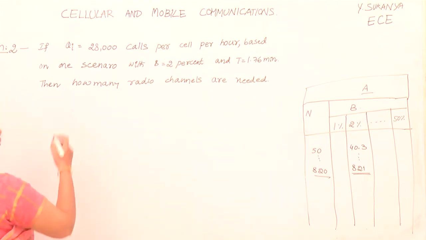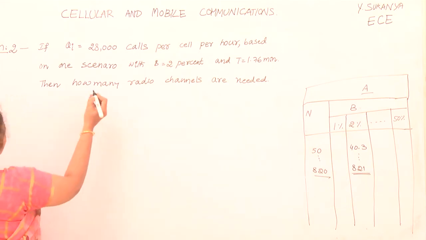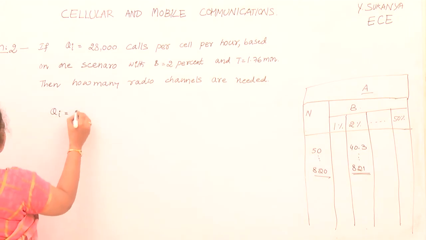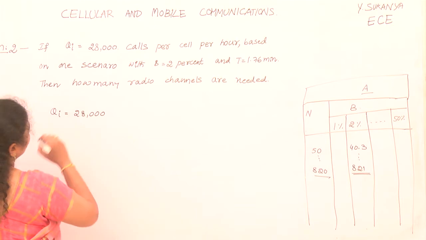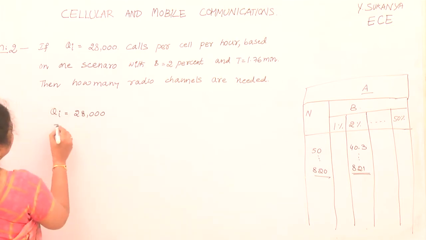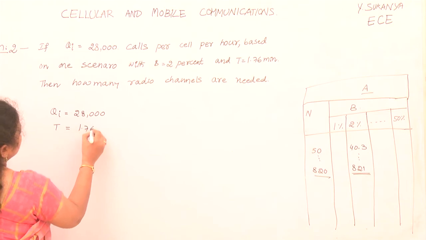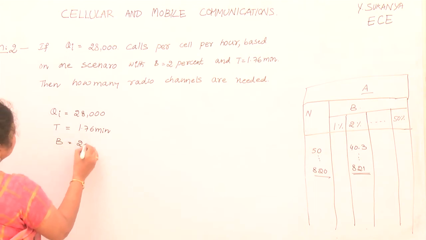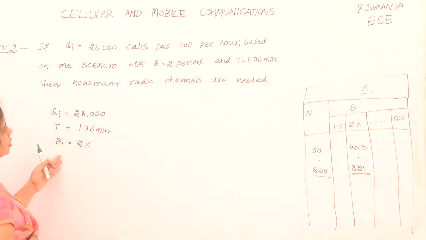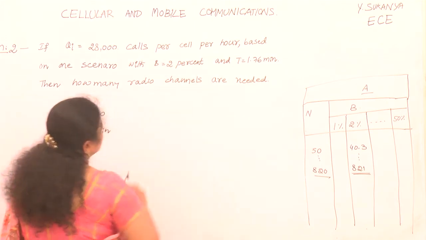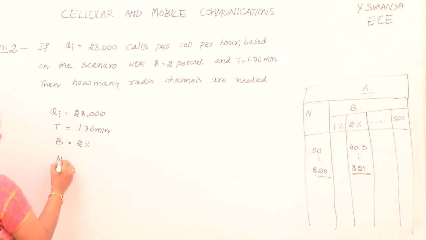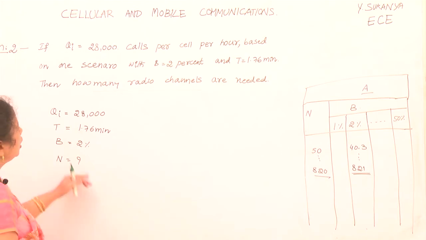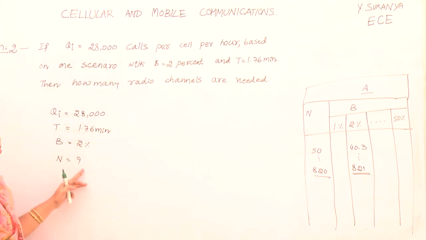So by understanding this problem, the given data can be written as: QI is 28,000 calls per hour per cell and T is 1.76 minutes, with blocking probability of 2%. So in such a scenario, how many radio channels are required? That means how many frequency channels are required to handle this load? So that we need to find out.